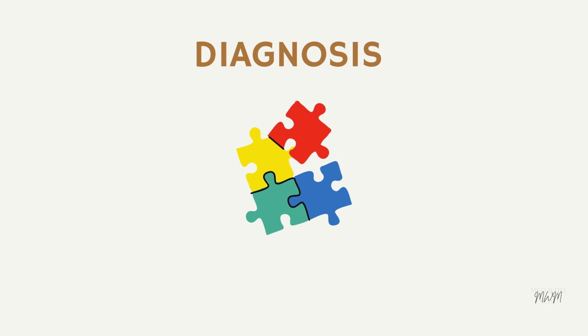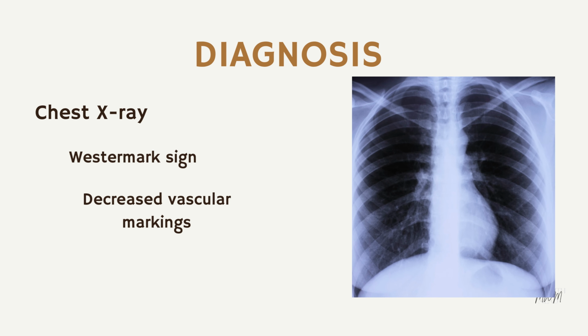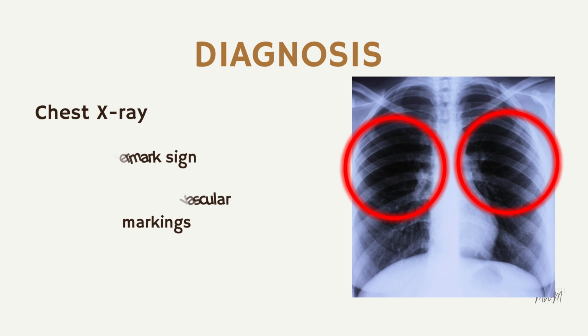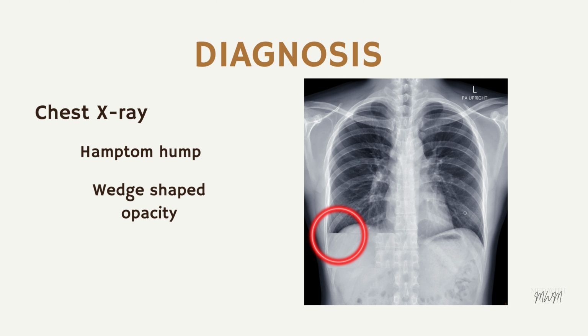Supportive tests cannot confirm pulmonary embolism, but they help narrow the differentials. On chest X ray, findings are usually nonspecific, but two classic signs can appear: Westermark sign, which shows decreased vascular markings, also called oligemia, and the other one is Hampton hump, which is a wedge shaped opacity near the pleura, and it represents pulmonary infarction.